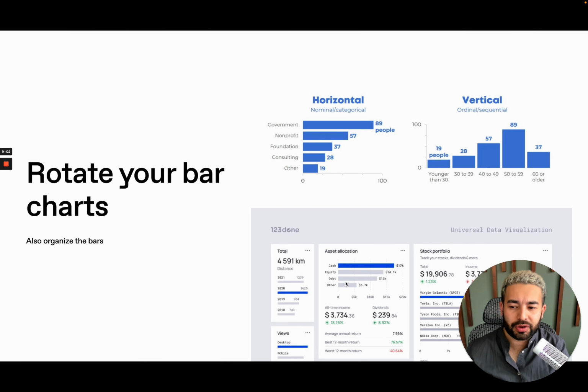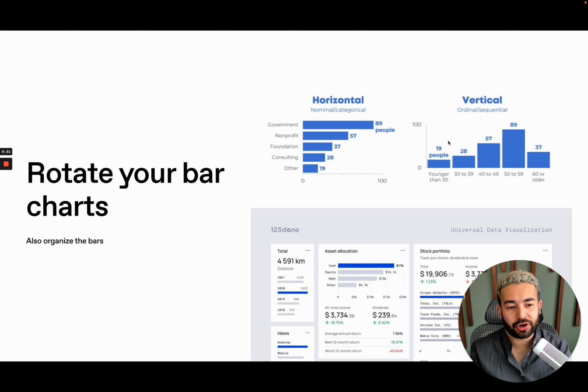Something that you can always do is rotate your bar charts, and also organize them from the bigger number to the less, from top to bottom. Usually you want to do that when the information is nominal or categorical. This means where the information is not related, it's not sequential. And also you will have more space to show the full name of the element.